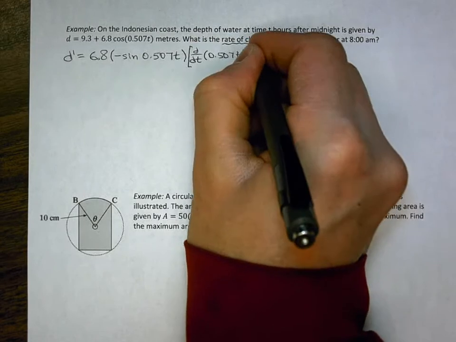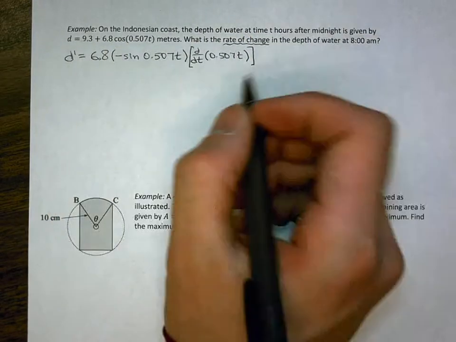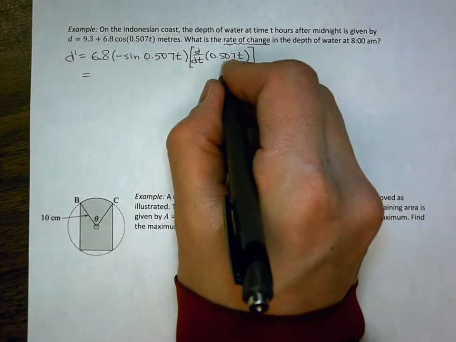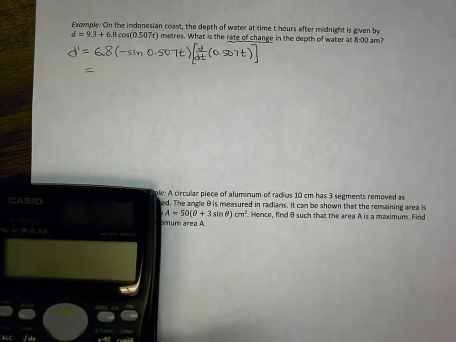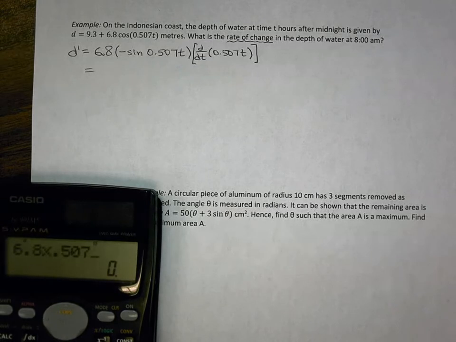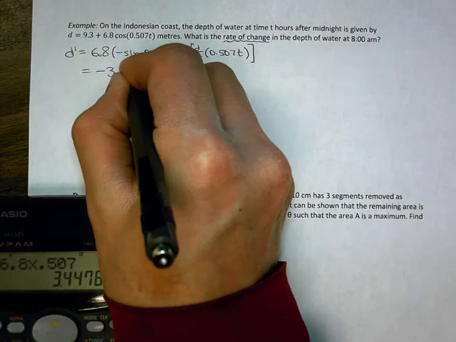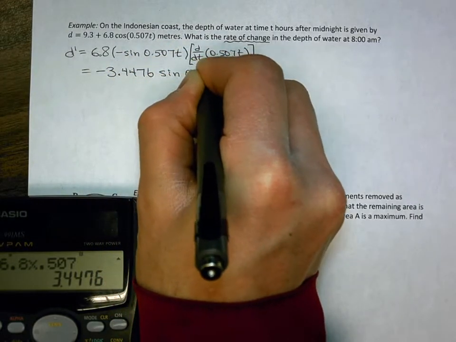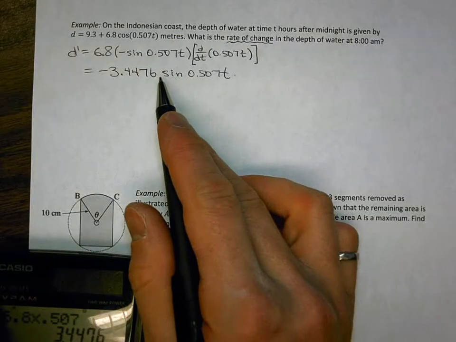So just be very methodical in your work. Make sure, derivative of a constant is 0. Derivative of cos is negative sine. And so now I can just simplify this a little bit more. The derivative of 0.507t is just 0.507. Multiply that by 6.8, and I get negative 3.4476 sine 0.507t. So that is now the rate of change of the depth of water.